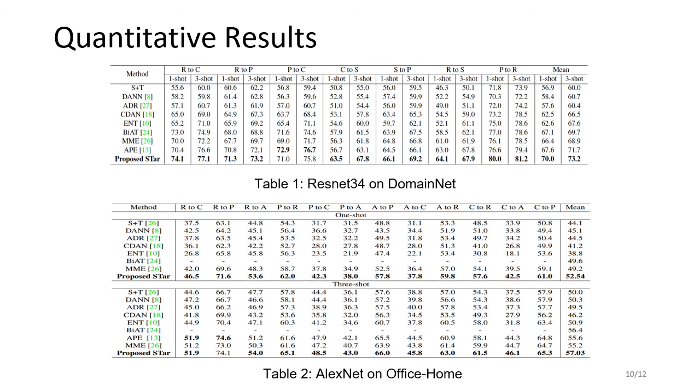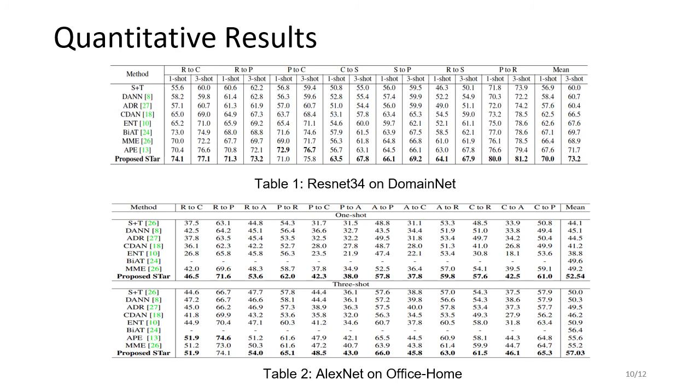These are our results on DomainNet and Office Home. On DomainNet, we perform our experiment using ResNet 34 as the backbone. It can be seen that the proposed STAR approach performs better than most of the state-of-the-art approaches on almost all settings, with the mean classification accuracy of 70 for one shot and 73.2 for 3 shot.